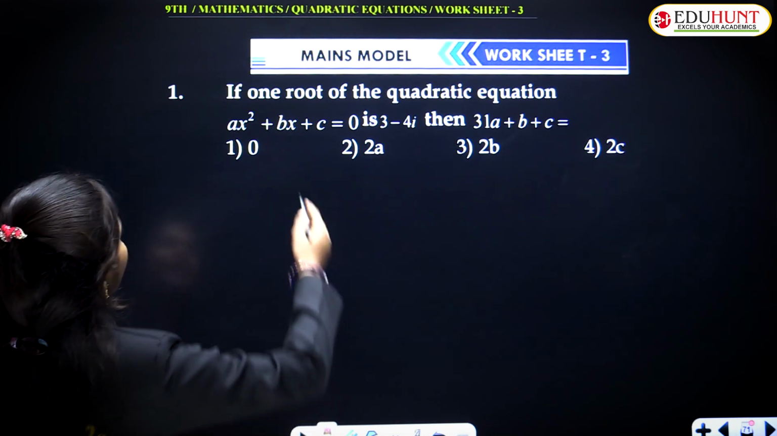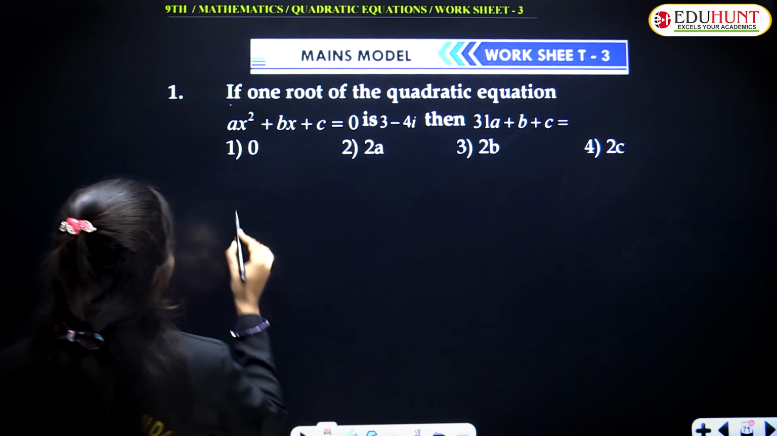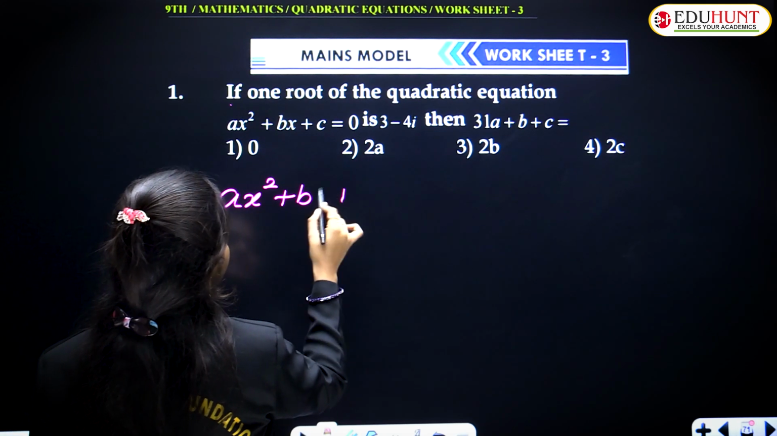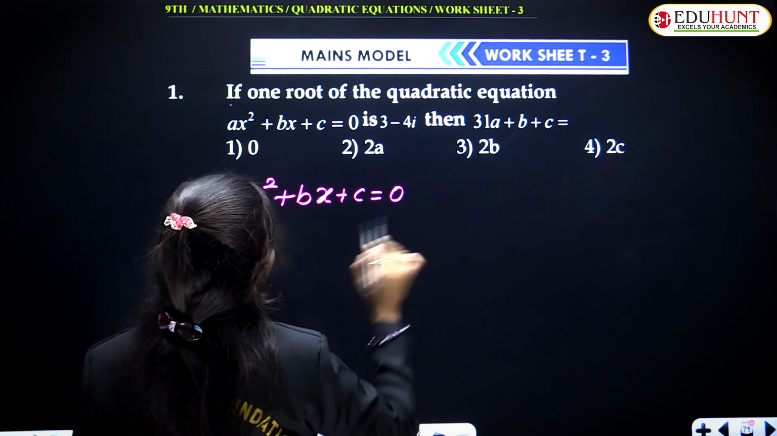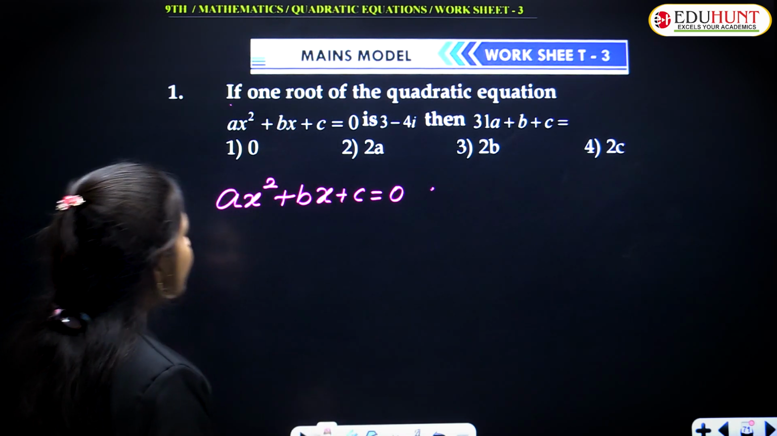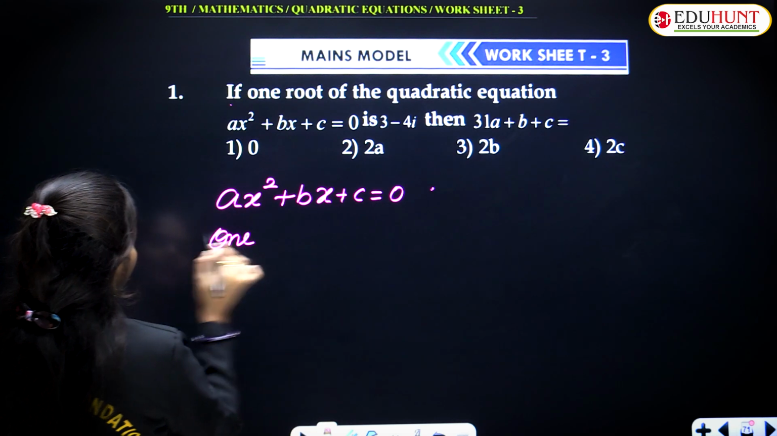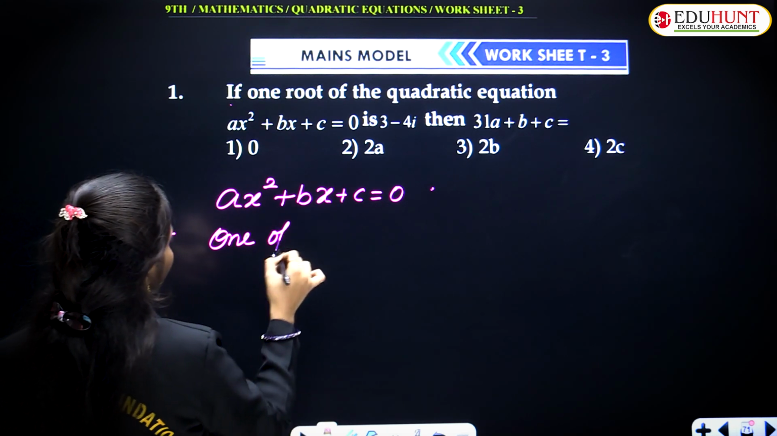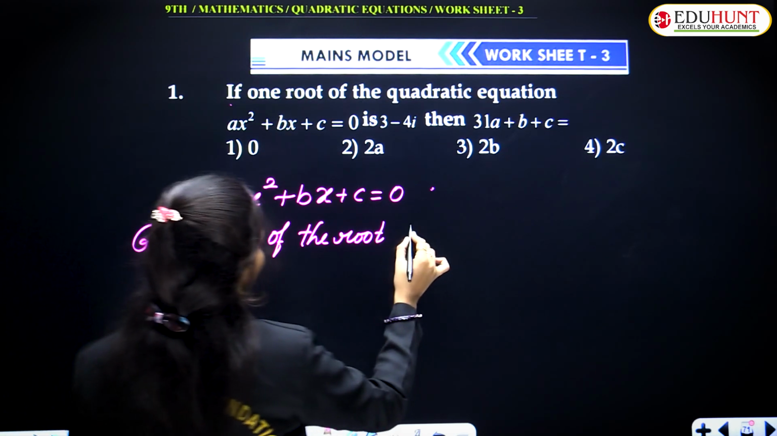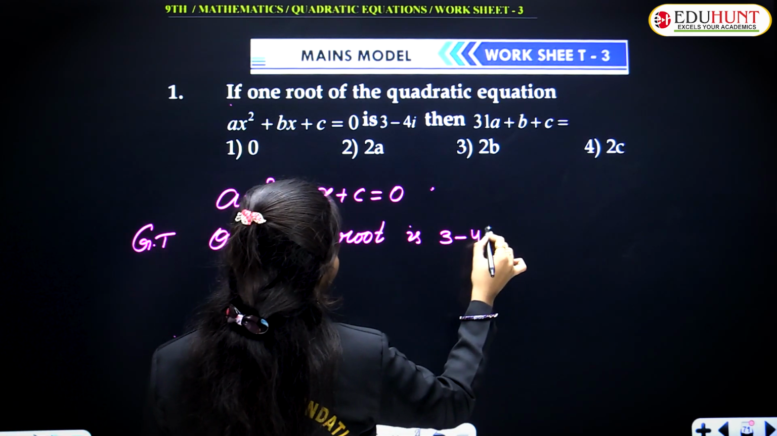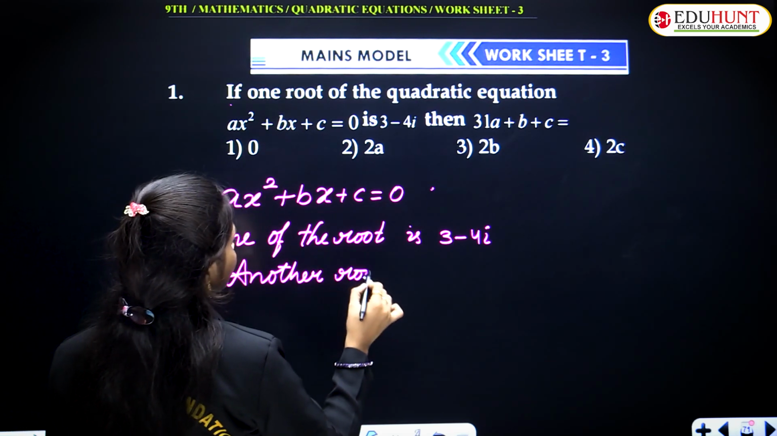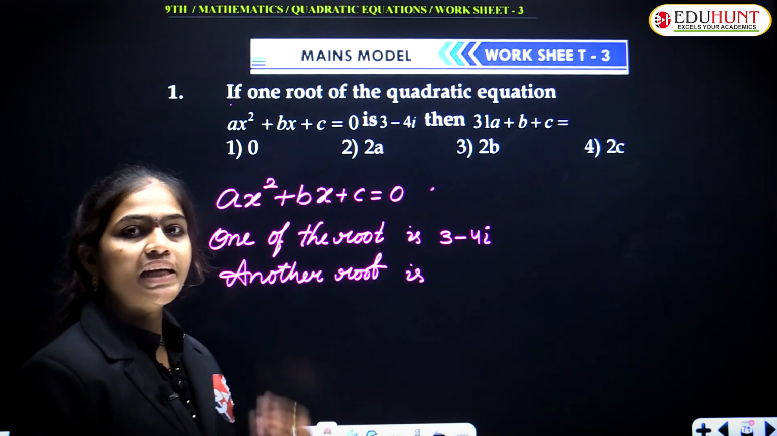Let us see that. If one root of the quadratic equation ax square plus bx plus c is equal to 0. Okay. So, here one of the roots is given. What is that root? 3 minus 4i. Given that one of the roots is 3 minus 4i. So, one of the roots is given, we need to find the other root.